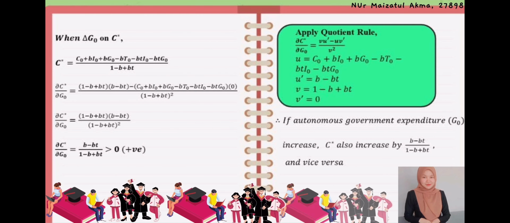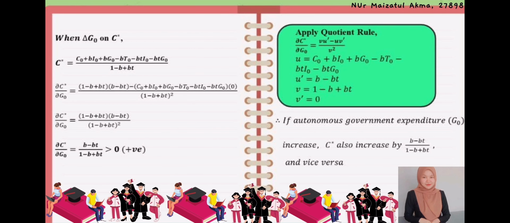Okay, now we want to know what will happen when G now changes on C star. First, we know that C star equals C now plus Pi now plus Bg now minus Pt now minus Pti now minus Ptg now, divided by 1 minus B plus Pt. To get delta C star over delta G now, we need to apply the quotient rule first. The formula for the quotient rule is Vu prime minus Uv prime divided by V square.